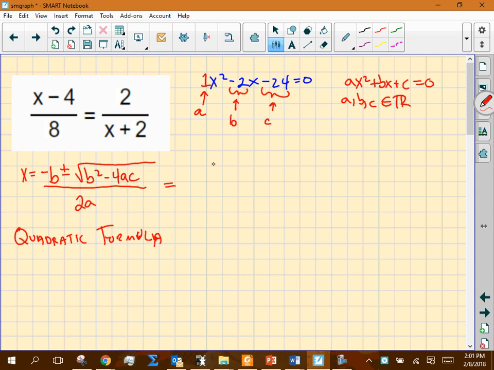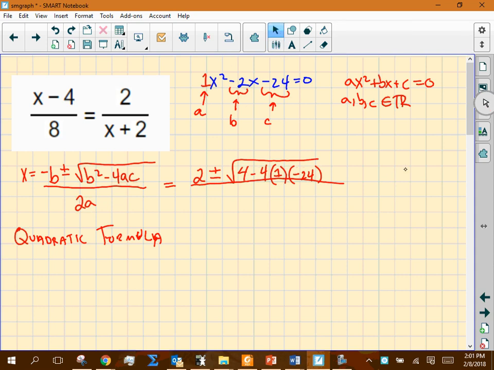Opposite of b, what's the opposite of negative 2? 2. And then we got plus or minus. Now we're going to take b squared, so what's negative 2 squared? Negative 2 times negative 2 is, good, 4. Minus 4, a would be 1. What's c? Negative 24, right? All over 2a, and a was 1, so 2 times 1 would just be 2.